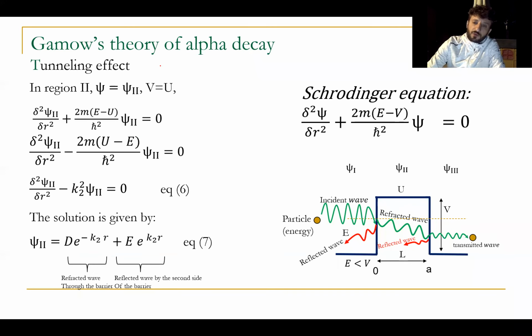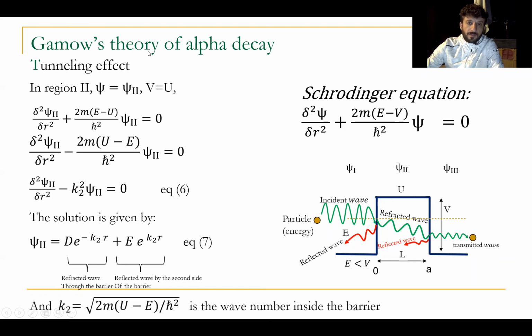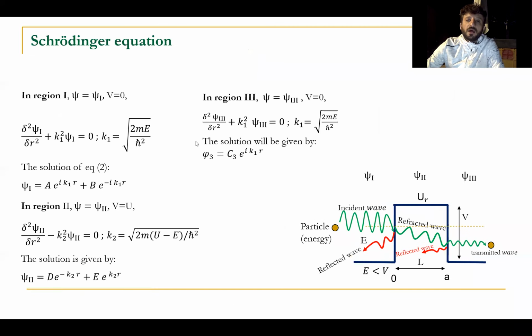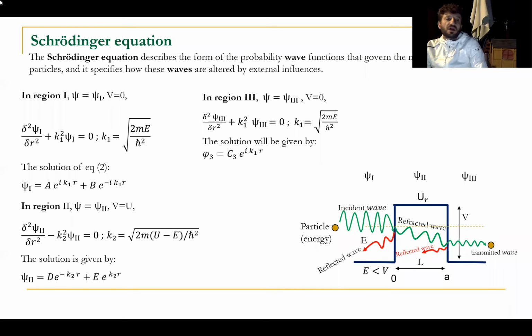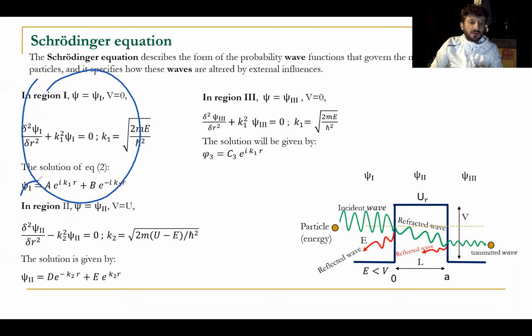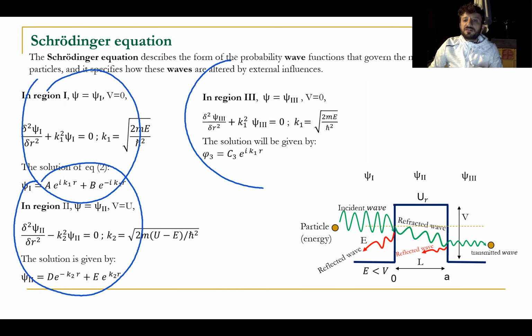So here, to resume, the Schrödinger equation describes the form of the wave function that governs the motion of any particle, and also we can specify the behavior of any particle. We can say it is the quantum physics representation of the particle. Here we have region 1, and here we have region 2 and region 3.